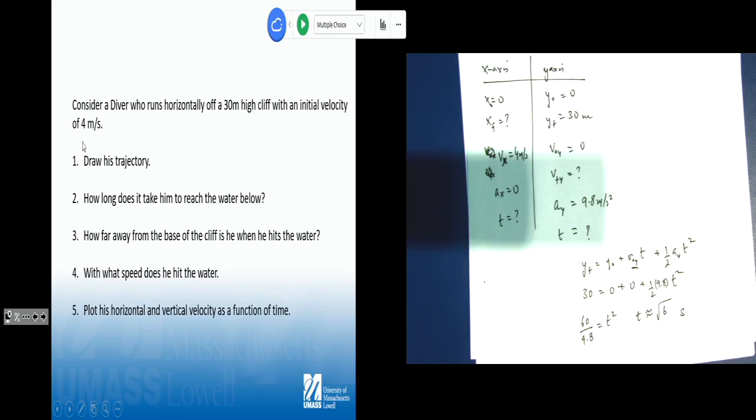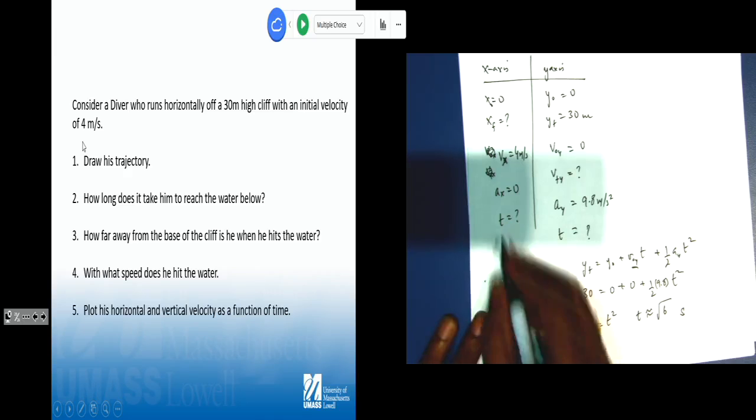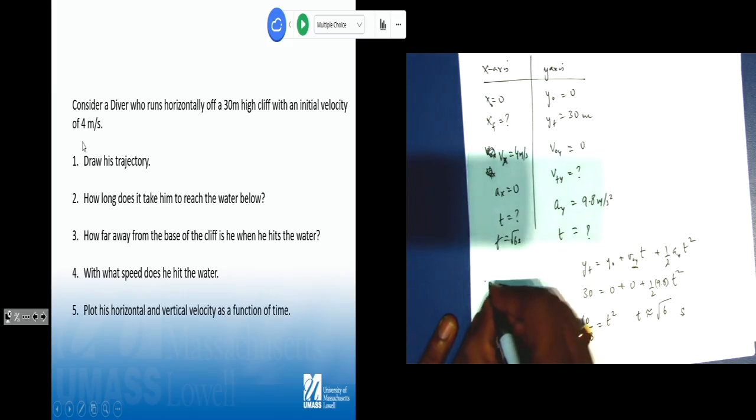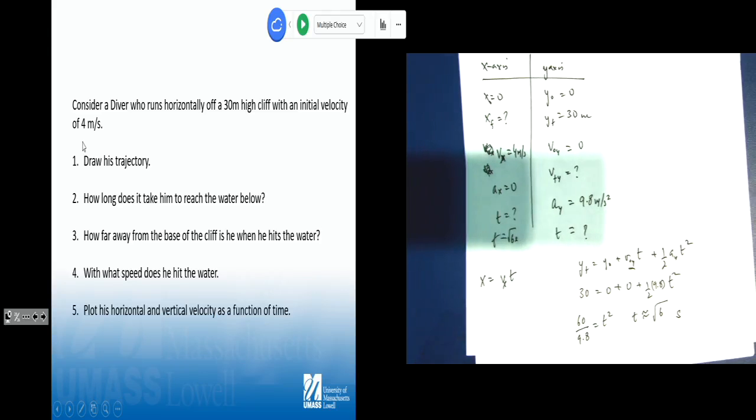Once you have time, how far away from the base of the cliff is he when he hits the water? That is the x-axis. I now know t is square root of 6 seconds. The distance traveled in the x is vx times t. There's no acceleration, so distance is speed times time. Okay, I'm going to stop here. We will find the final velocity on Monday.